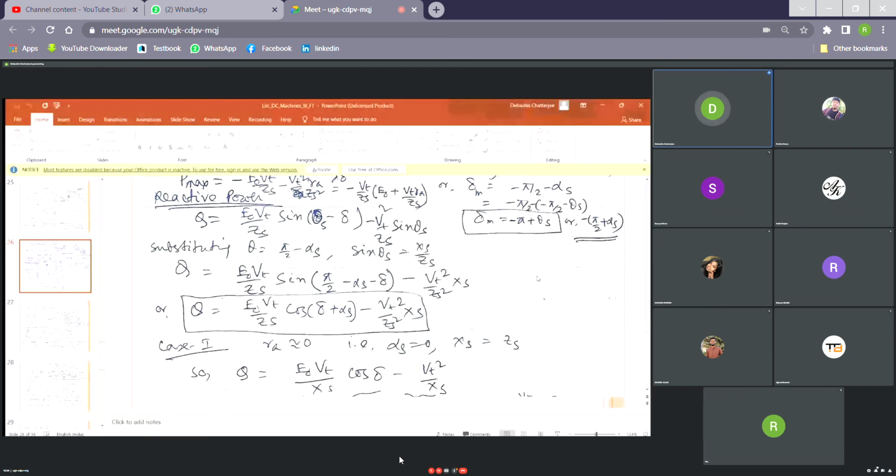Okay, this page, I told you how to calculate Q. Q comes from that same equation, the master equation: E0 Vt by Zs sine theta s minus delta, minus Vt square by Zs sine theta s. Okay? Now theta equal to pi by 2 minus alpha s, and in the same way we are replacing sine theta s as Xs by Zs. From there we will get Q. Then the first case is actually Ra equal to 0, alpha s equal to 0, Z equal to jXs, and if you put that in the equation shown in the box, it will be Q equal to E0 Vt by Xs cos delta minus Vt square by Xs. Okay?